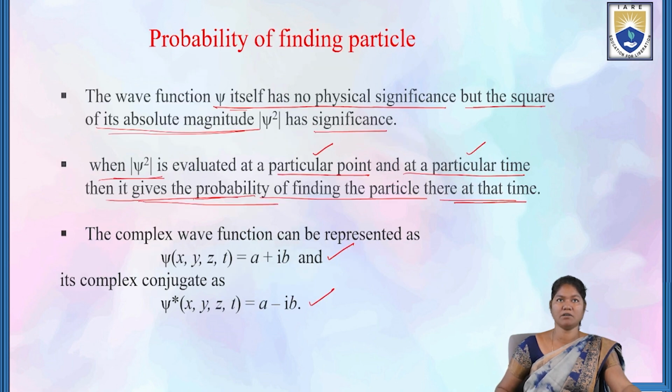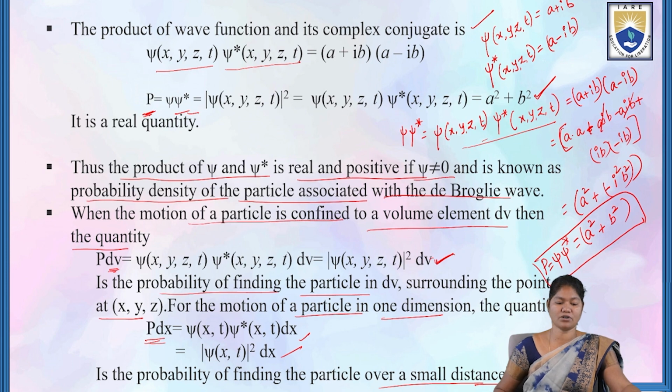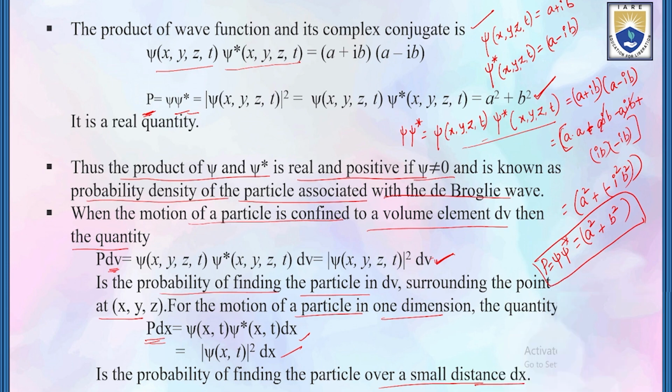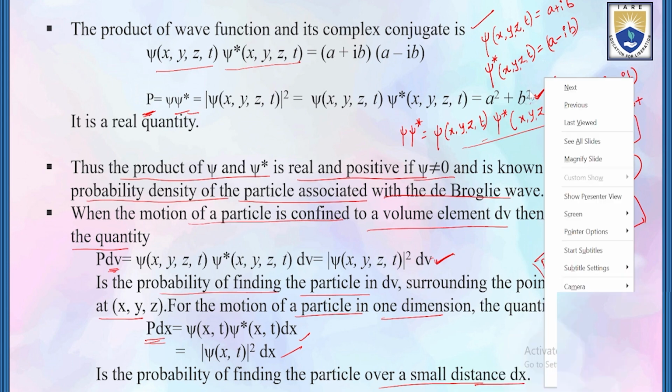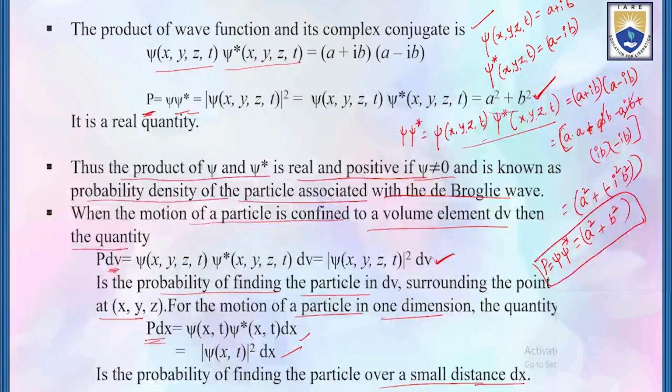So the probability of finding the particle P is equal to psi star psi. So it is equal to a square plus b square, and this a square plus b square is a real quantity. So when taking the product psi star psi, we get a real quantity. The product of psi and psi star is real and positive if psi is not equal to 0, and is known as the probability density of the particle associated with the de Broglie wave.